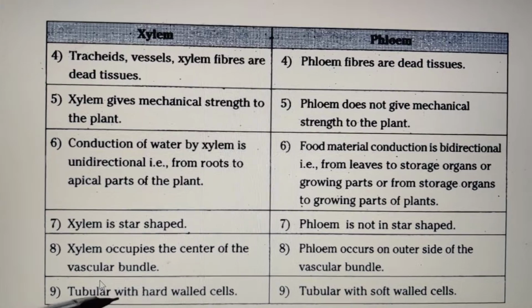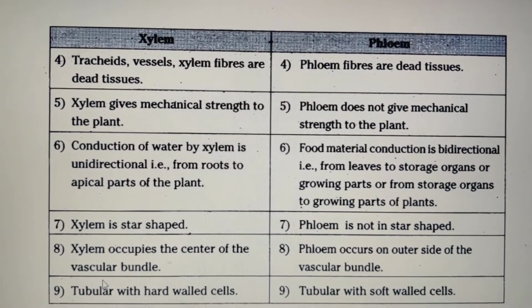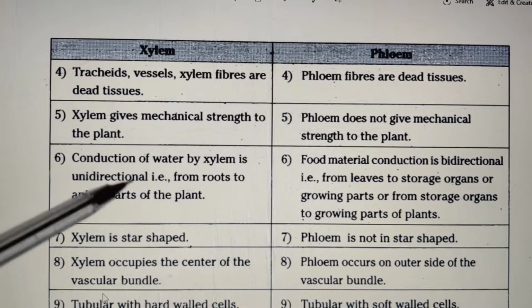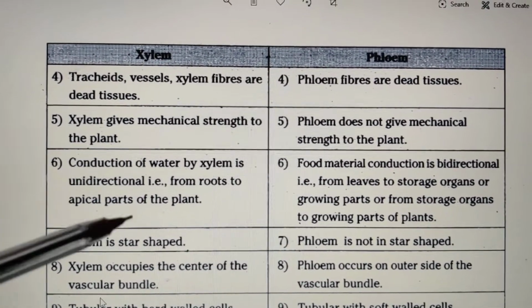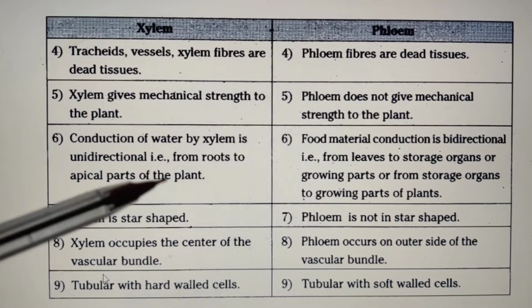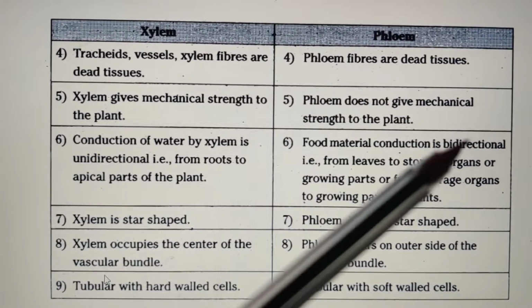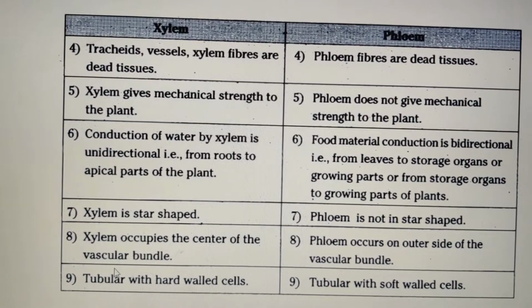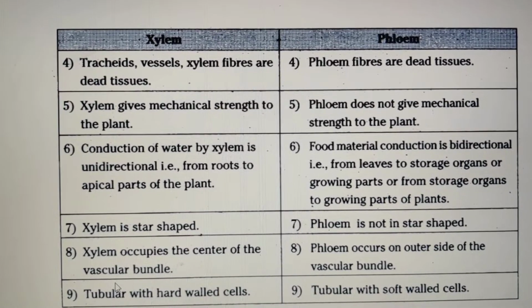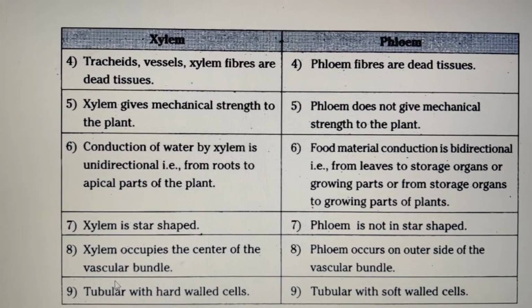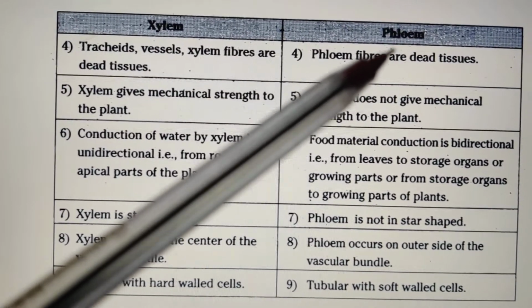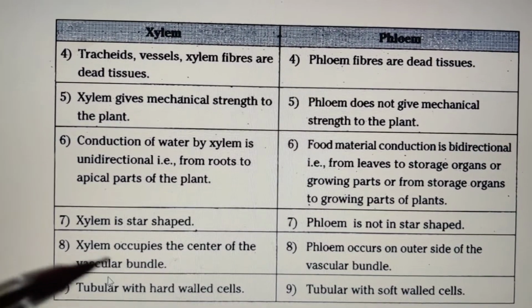Xylem is a tubular structure with hard-walled cells, and phloem cells have soft walls. So these are the differences between the xylem and phloem, and this is how transportation occurs in plants with the help of xylem and with the help of phloem. How they transport, we have already discussed: the transpirational pull, the structure of stomata, and the components of xylem and phloem. In the next class, we will discuss the excretory system.